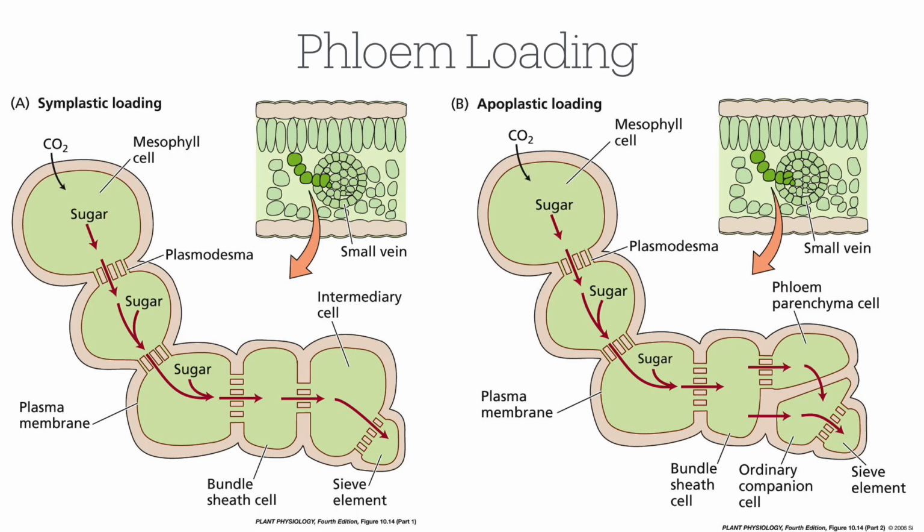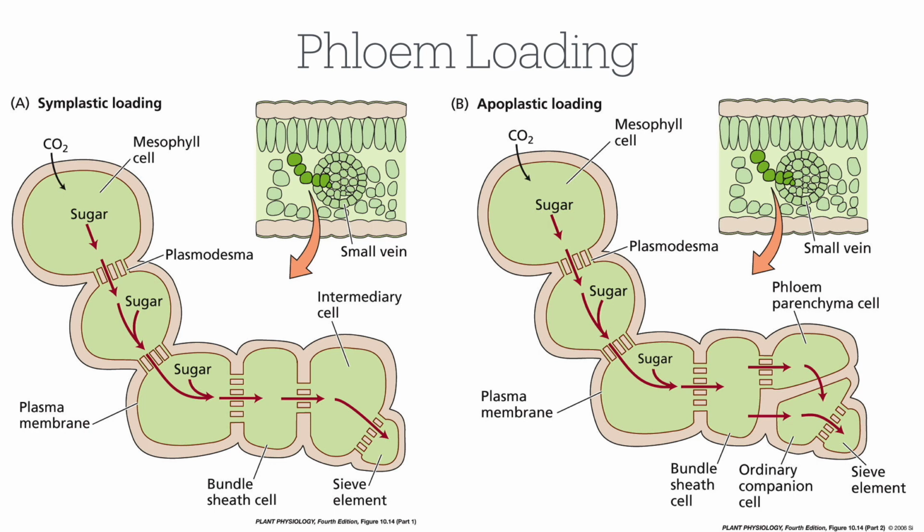So in this case, we're talking about phloem loading, that is the transport of sugars symplastically into the sieve cells or apoplastically into the sieve cells across the plasma membrane. So let's start first with symplastic loading here on the left.